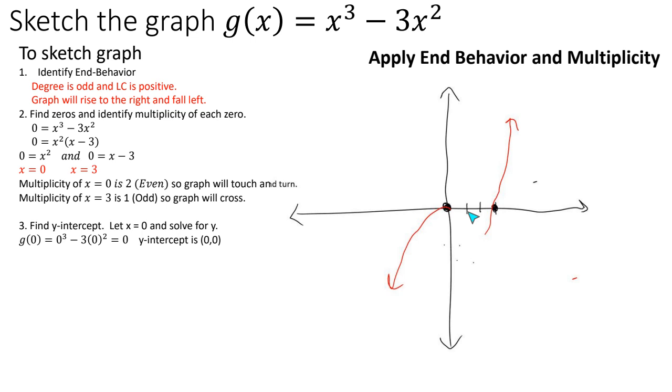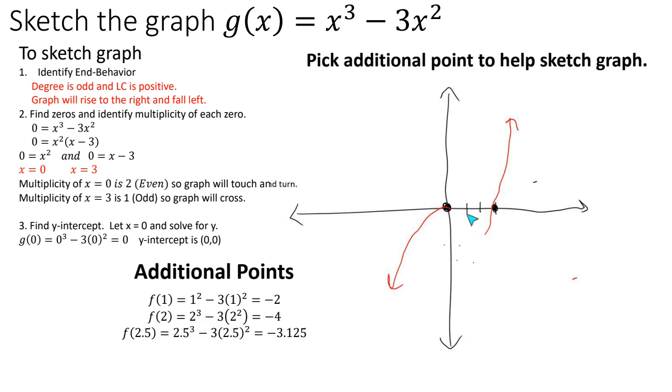So let's plot some extra points. I'm going to use 1 and 2. If I plug in 1, I get 1 cubed minus 3 times 1 squared, that's going to give us a negative 2. And if I plug in a 2, 2 cubed minus 3 times 2 squared is going to give us a negative 4. And if you wanted to, you could also do 2.5.